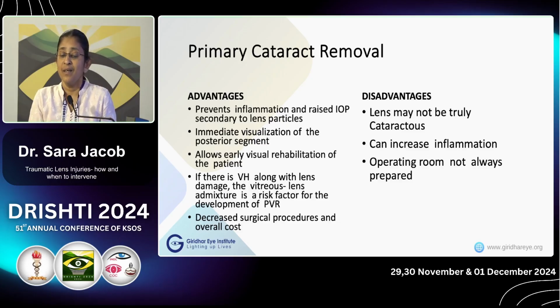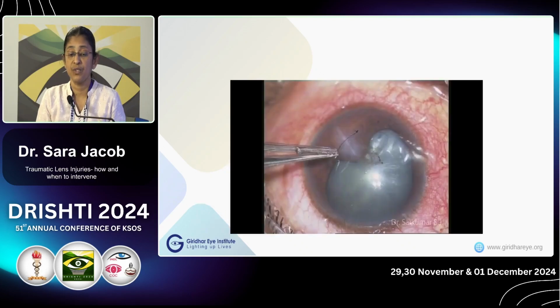Disadvantages are that we cannot truly assess whether it is a traumatic cataract because of the hazy media. The lens may not be truly cataractous, and this additional surgery can increase inflammation. The operating room may not always be prepared to deal with vitreous and cataract surgery.